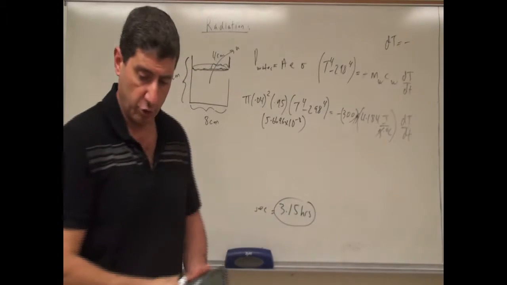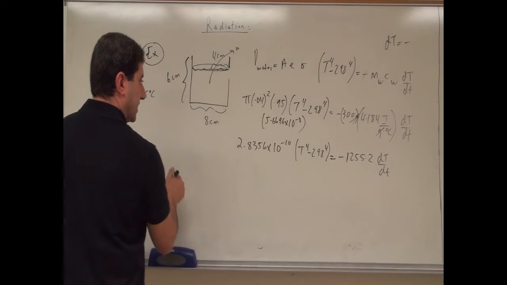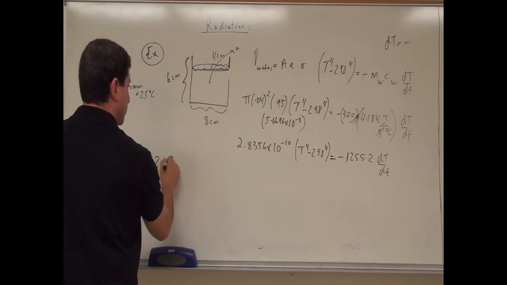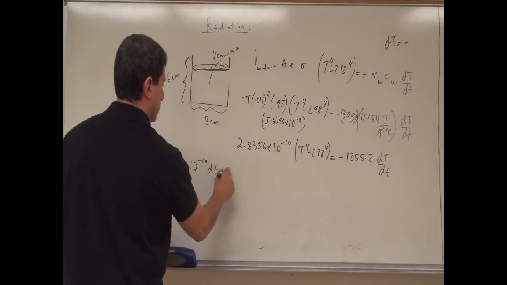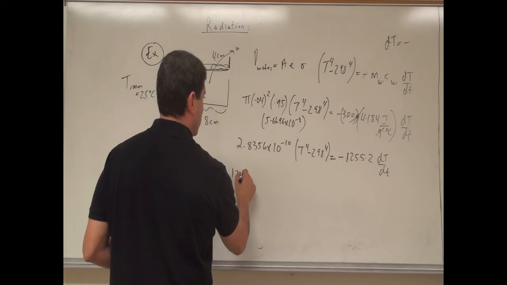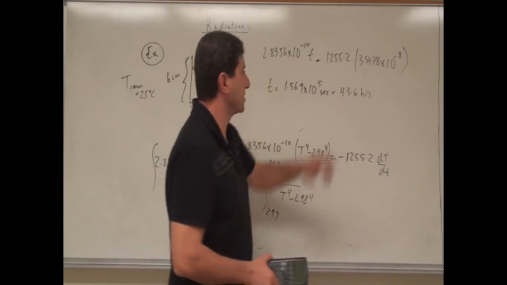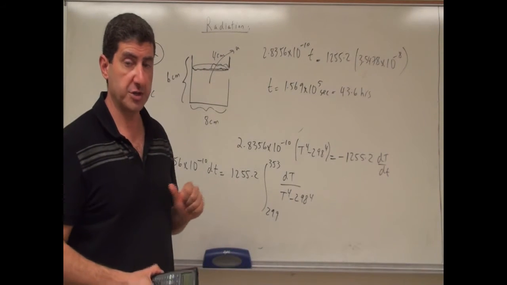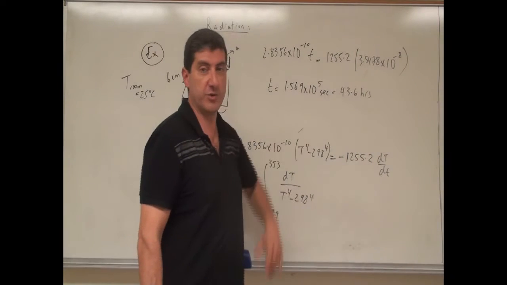Okay, when you multiply all of that out, you cross multiply again, so you get 2.8356 times 10 to the negative 10th dt. Then you get 1255.2. Then you do the same integral. You see here that the glass took 3 hours to go all the way down to room temperature. The water took 43 hours, right?